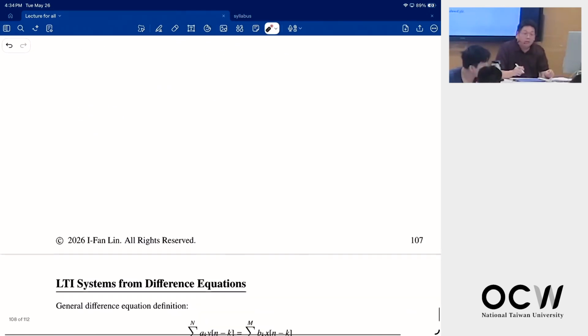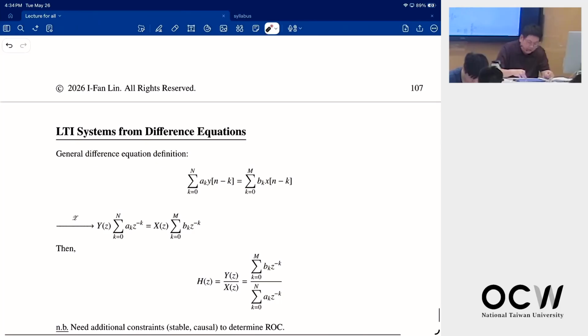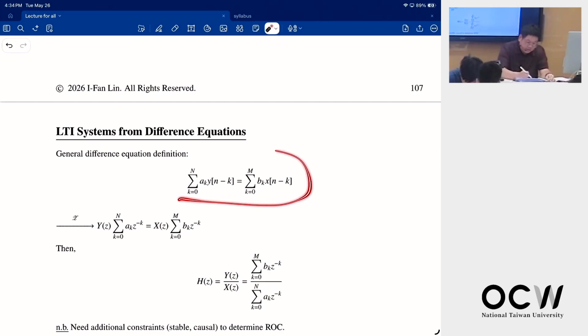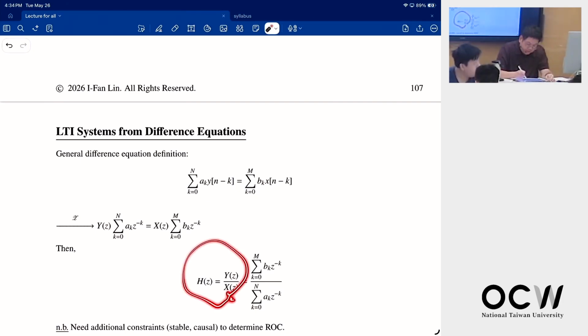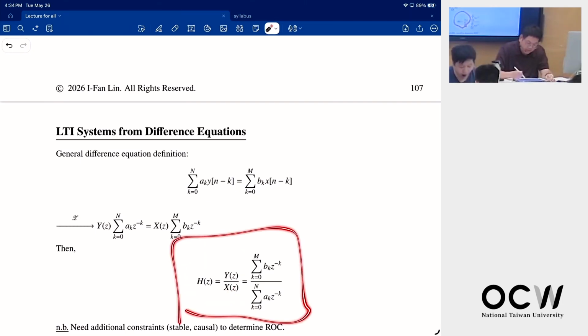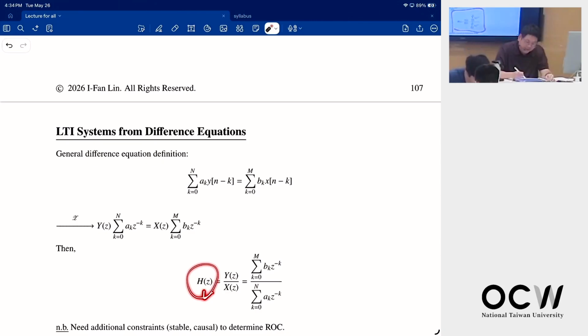Alright, so now let's see the LTI system. For discrete signals, we have difference equations. Here's the difference equation. If I take the Z transform, here's the result. Then we can find the transfer function. This is the transfer function. You can see that's why most of the time you will see a fraction. H is rational.